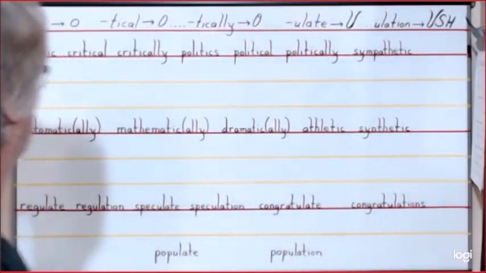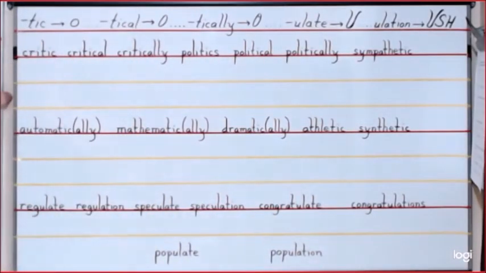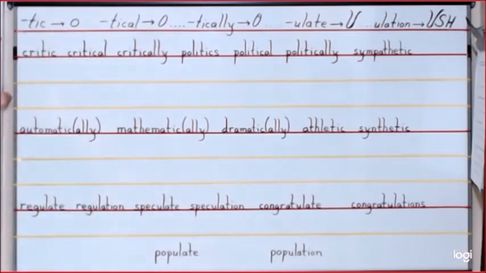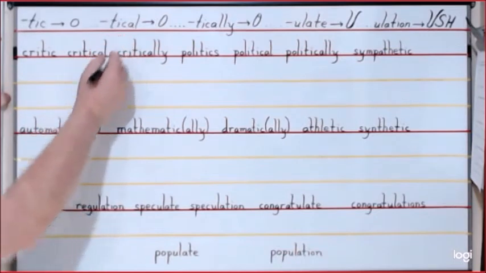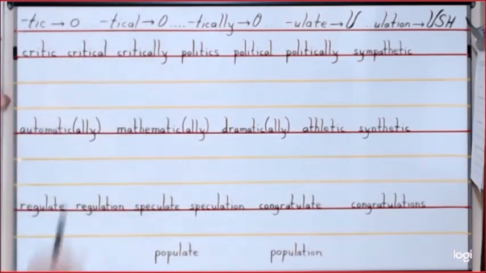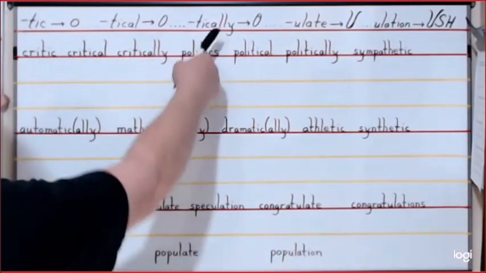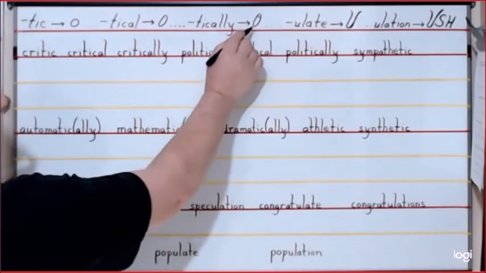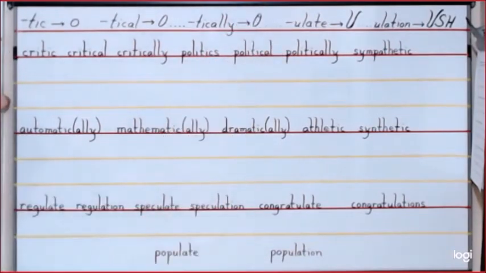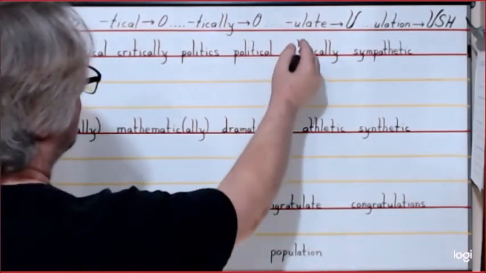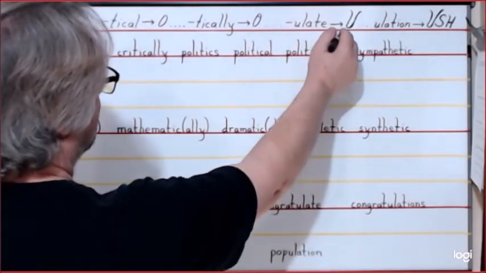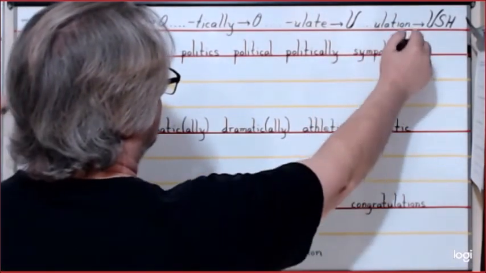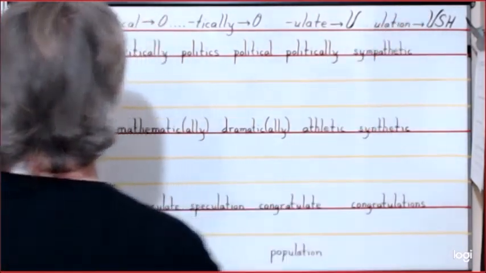The suffix tick is represented by the A with a large circle. Suffix tickle by the large loop. Tickly is represented by the large loop with an E inside of it. The suffix ulate is represented by the disjoined U, and then ulation with a disjoined USH.